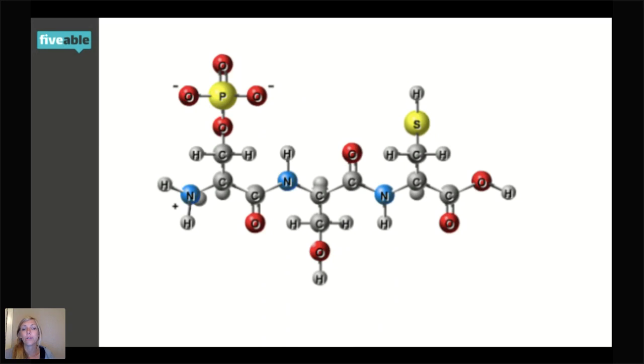If you could describe what this functional group looks like in this diagram, go ahead and type that in the chat box. So which one is the phosphate group? You can feel free to use colors or names of elements. Just type that in. Let me know which one is the phosphate functional group.